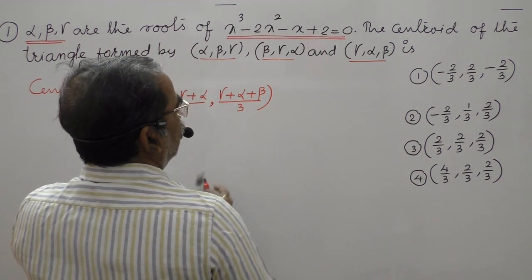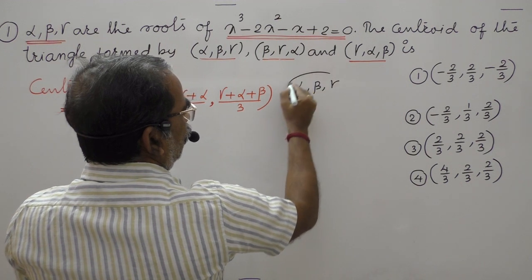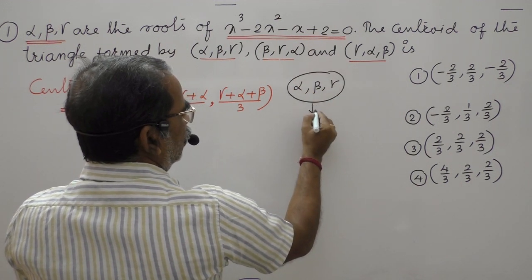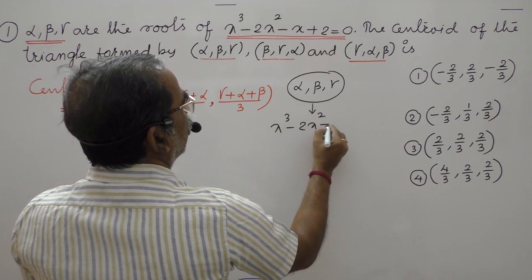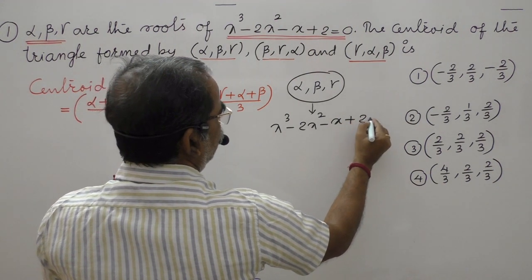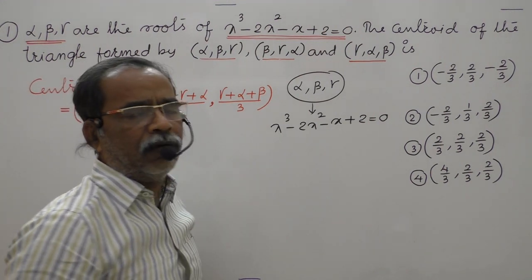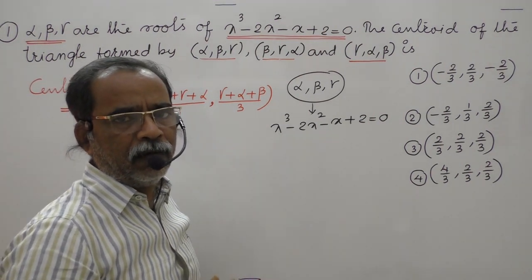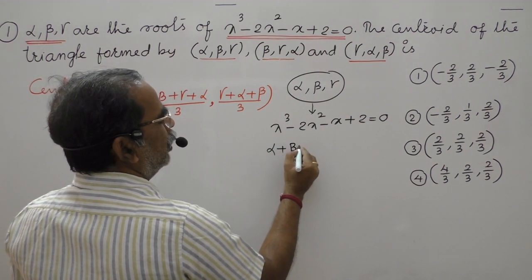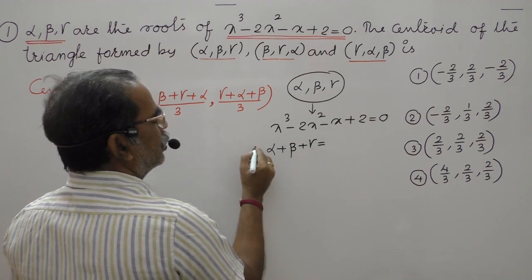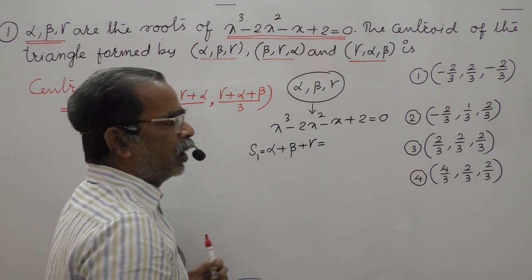So what he gave? He gave alpha, beta, gamma. These are roots of this equation, cubic equation. X cube minus 2x square minus x plus 2 equal to 0. It is a cubic equation. In theory of equations, we have seen relation between the roots. So if I take sum of the roots, alpha plus beta plus gamma, this is generally denoted by S1. That is sum of the roots taken one at a time.